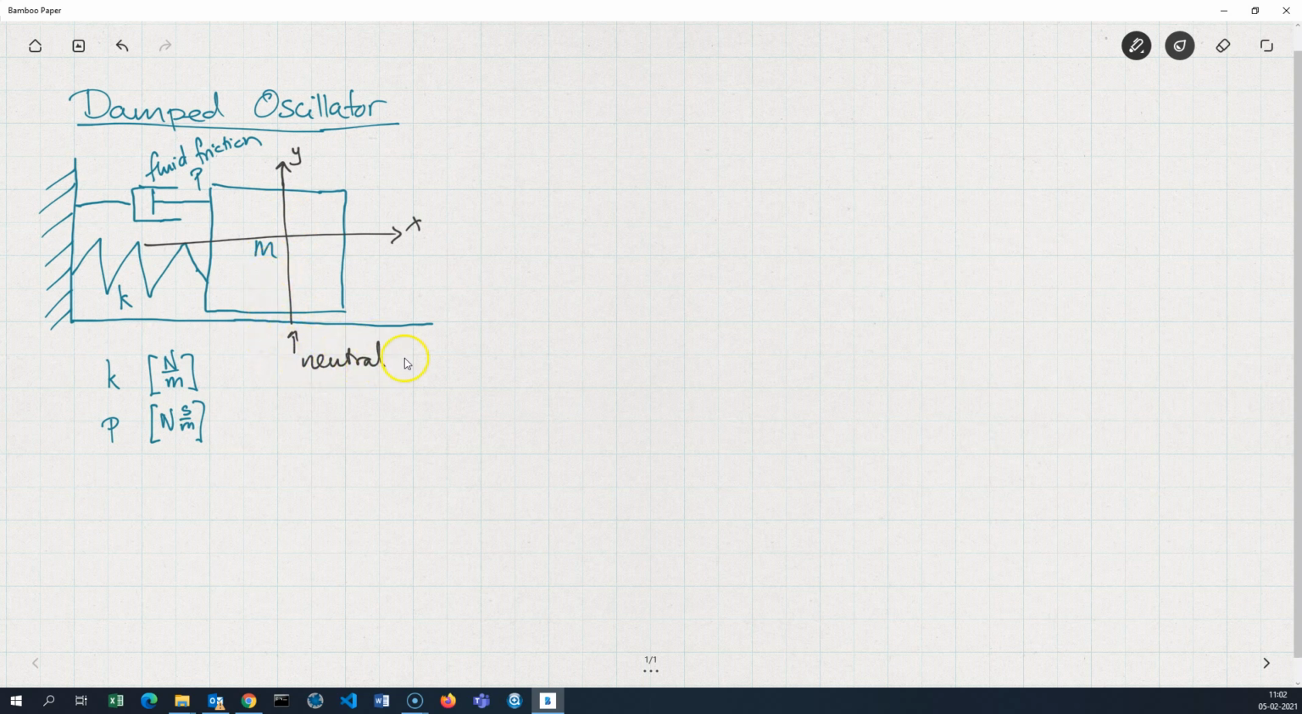That means the spring is neither compressed nor stretched at this position. In the y direction, the vertical direction, there will be a gravitational force on the box, m times g, and there will be a normal force pointing the opposite direction. In the horizontal direction, there will be a spring force. I'll just draw it this way, but actually it may be the other way.